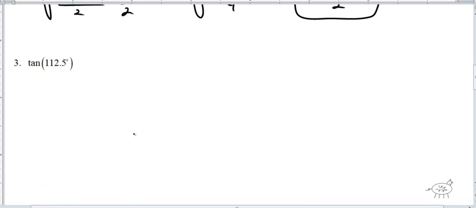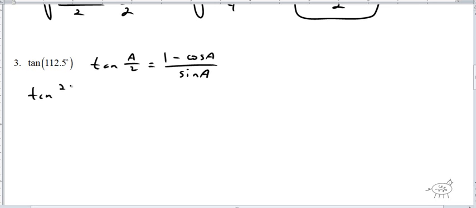And we have a nice little tangent one here now. Tangent of 112.5. As I recommended, if you have your choice of what to use, I would use the one where the sine is in the bottom, because you don't have two terms in the bottom. So it's tangent of a over 2, and then you don't have to worry about a plus or minus either. 1 minus cosine of a over sine of a. And so we have tangent of 225 over 2. First of all, I was about to draw a picture.